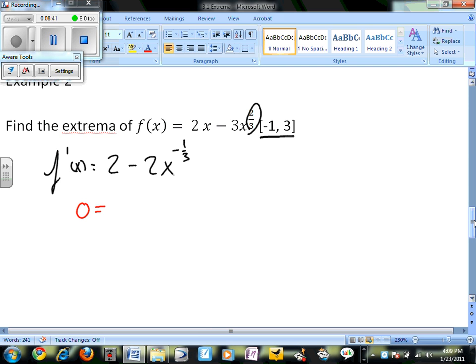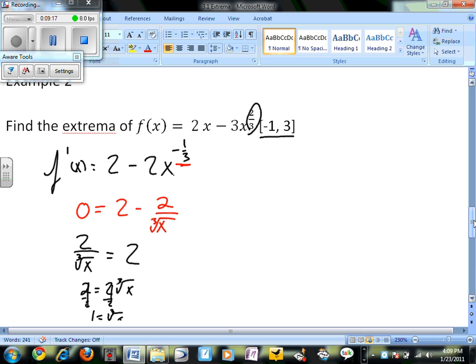So 0 equals 2 minus 2 all over the cubed root of x. If you remember, if we have a negative exponent, we bring it to the bottom of the division bar, the bottom of the fraction. And let's solve this. Add our 2 over the cubed root of x over, and that equals 2. Multiply our cubed root of x over. So I get 2 equals 2 cubed root of x. All right, and then I divide by 2, divide by 2. So I get 1 equals the cubed root of x. Cube both sides, and I get x equals 1, being the critical point.